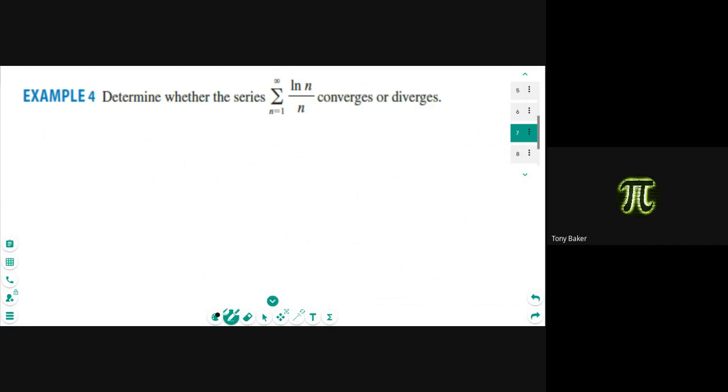So how are we going to do this one? Right now, the only other method we have: is it a geometric series? No. So we know it's not a geometric series. It's not a P series. So the only other way that we know how to do things. So let's first check the test for divergence.